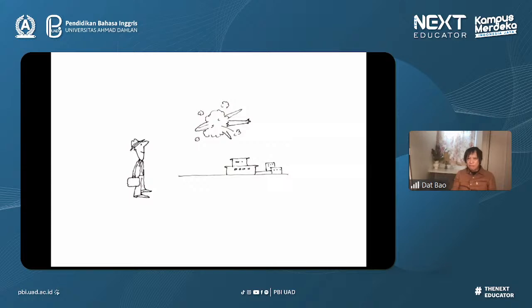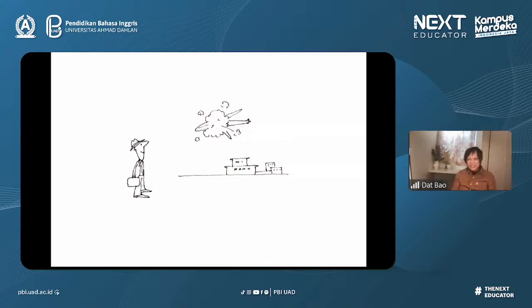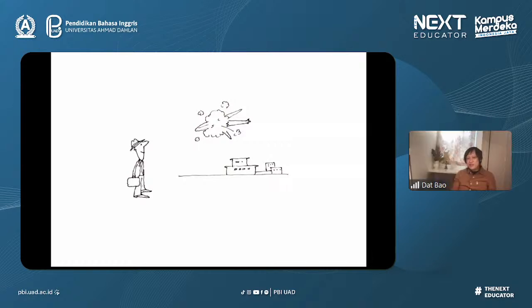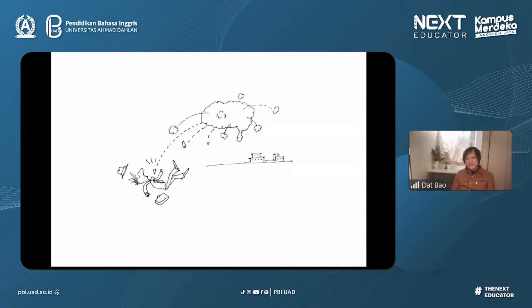Something happened to him. Can you guess? The wreck falls. Yes, correct. I think he got left by the plane, but somehow he's relieved because the plane exploded. So he just thinks that he's safe. Yes, but he's not safe. Someone guessed correctly just now. A piece of the plane hit him. Yeah, boom, and he died too.